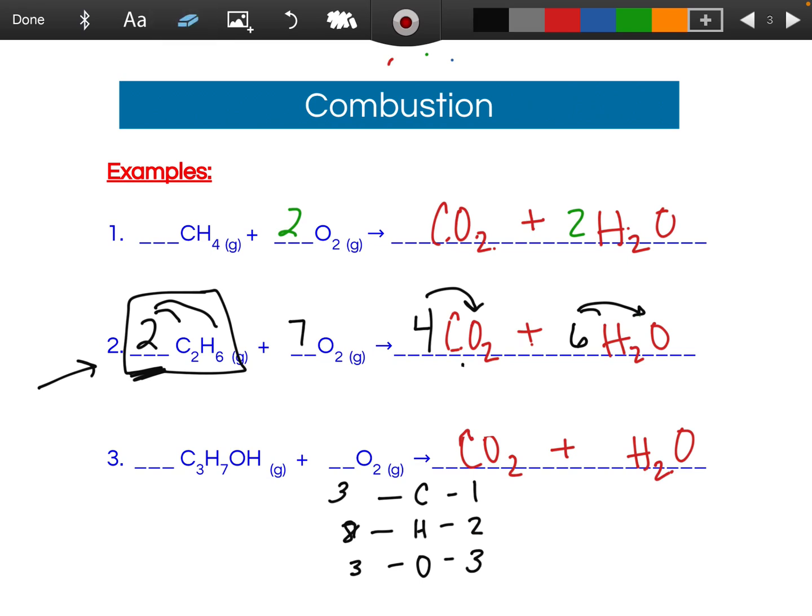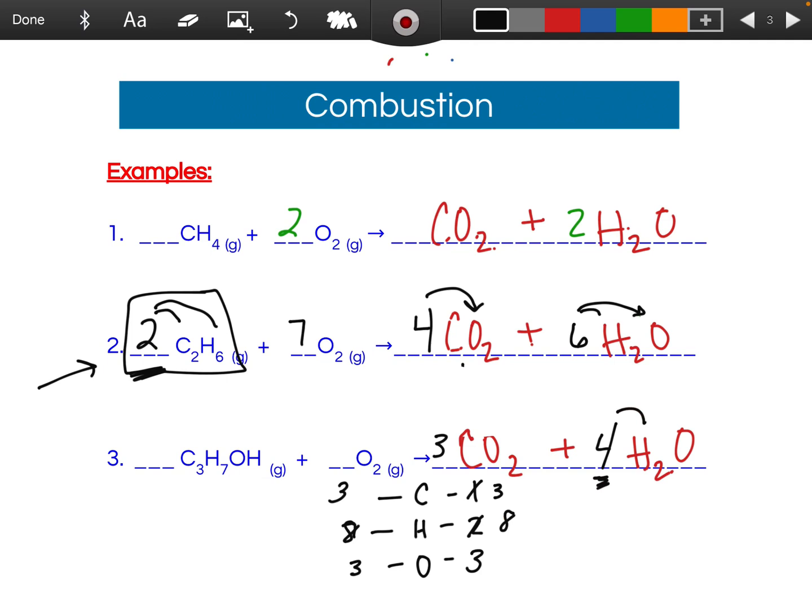All right, so again, I would balance carbon first. We have 3 carbons on the reactant side, so we need 3 carbons on the product side. And I'm actually going to wait to do oxygen at the very, very end. So carbon is good, hydrogen is not balanced. I have 8 hydrogens on the reactant side, so I need to put a 4 here. So 4 times 2 gives me 8. So then carbon is good, hydrogen is good. So now I can balance my oxygens.